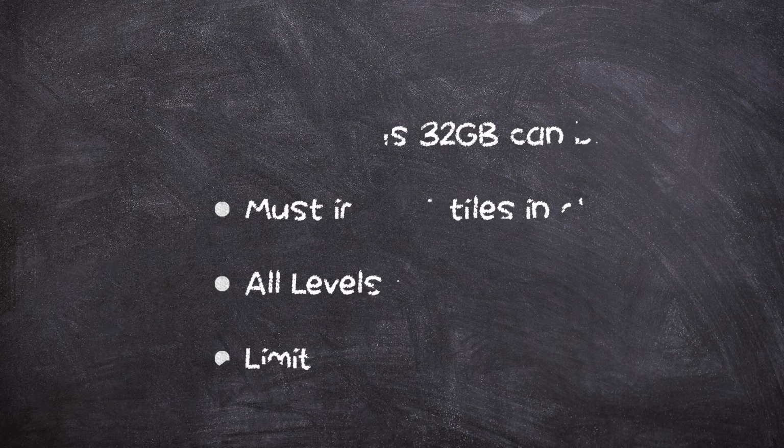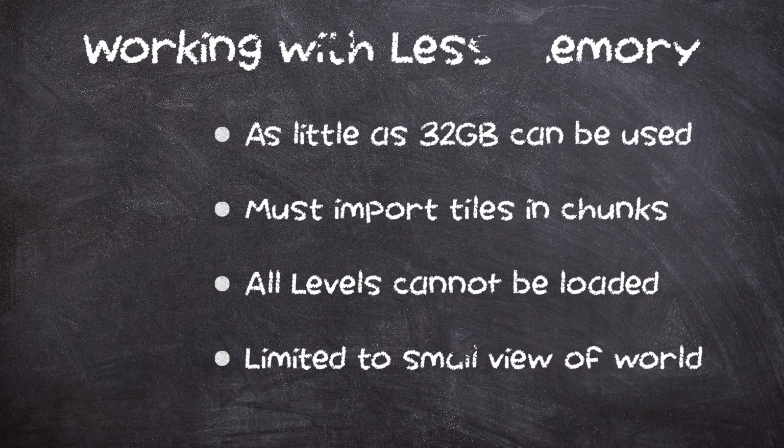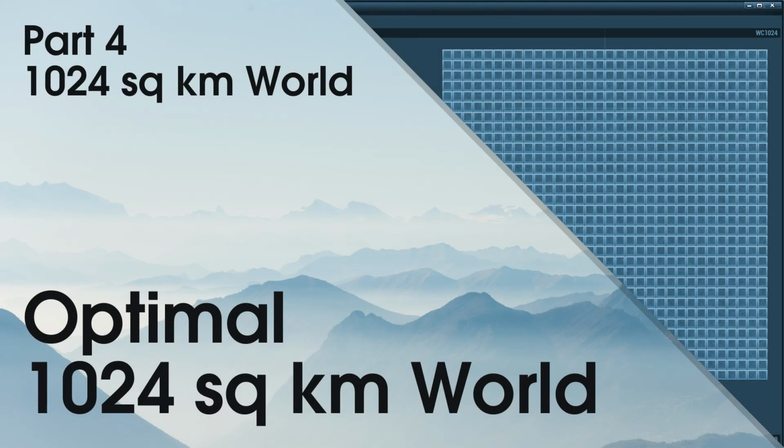A computer system with less memory, such as 32 gigabytes, can be used, but the world must be imported in chunks, and all levels can never be loaded at the same time. So working on the world would be limited to small views of the entire world. This method of partial world importing and viewing will be covered in a separate video.